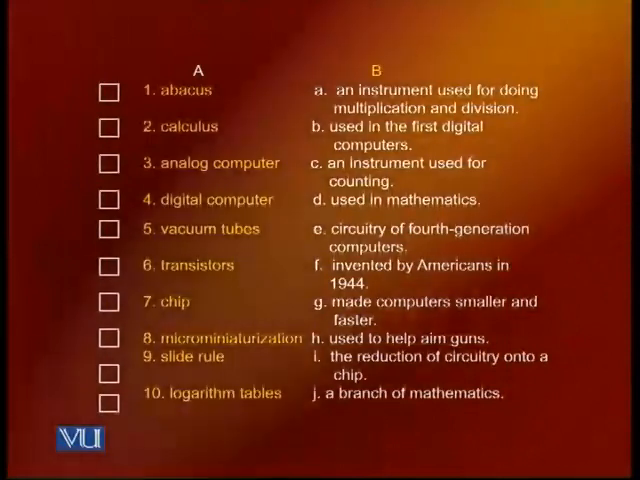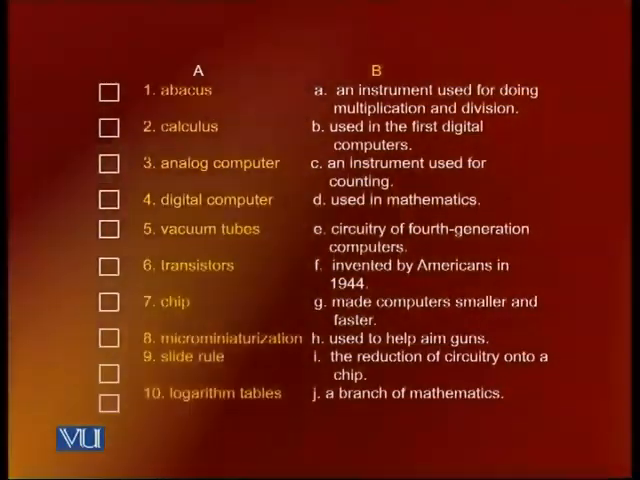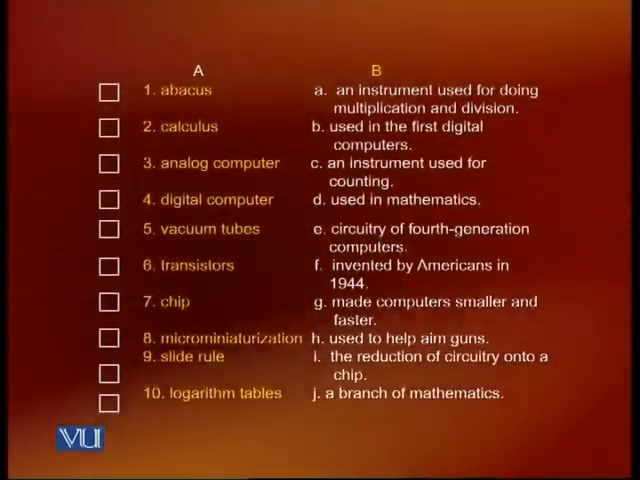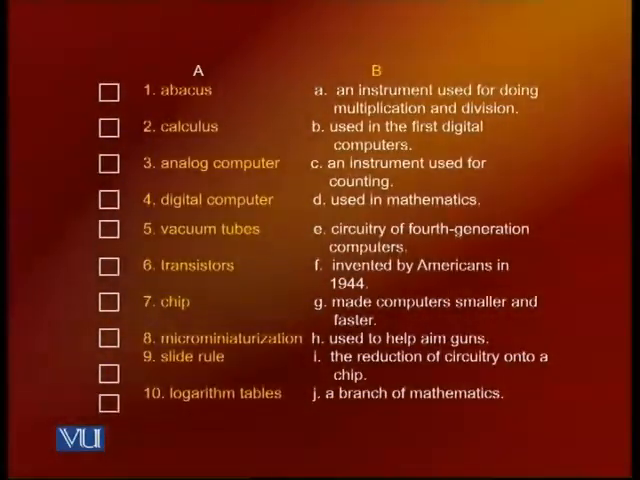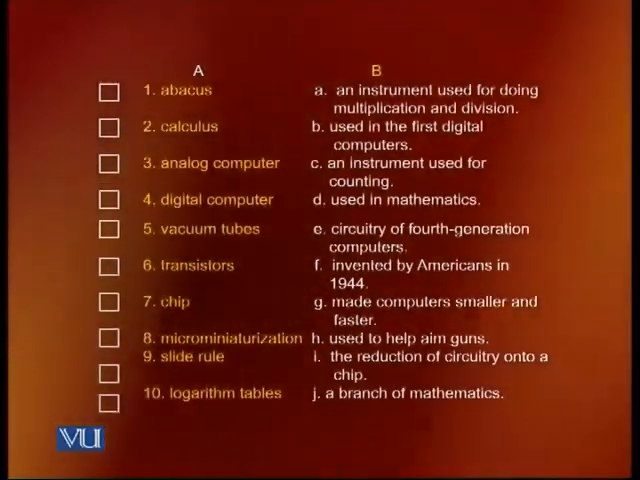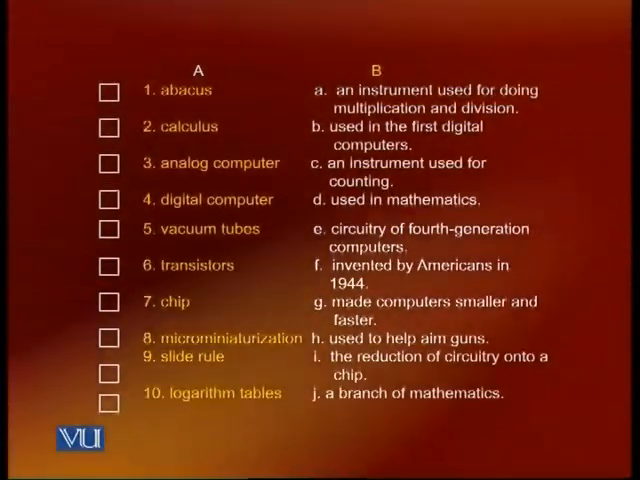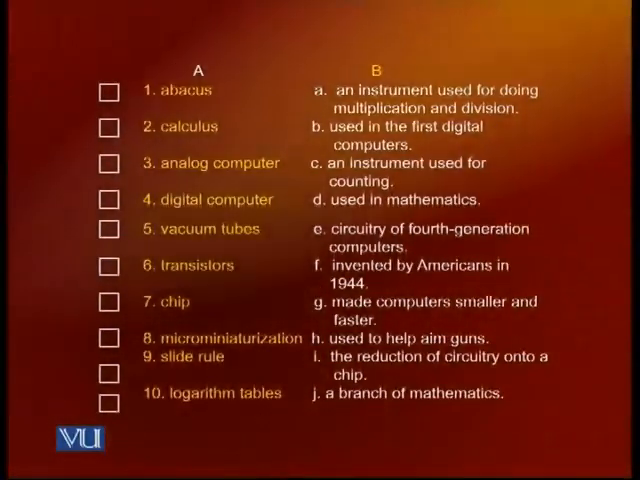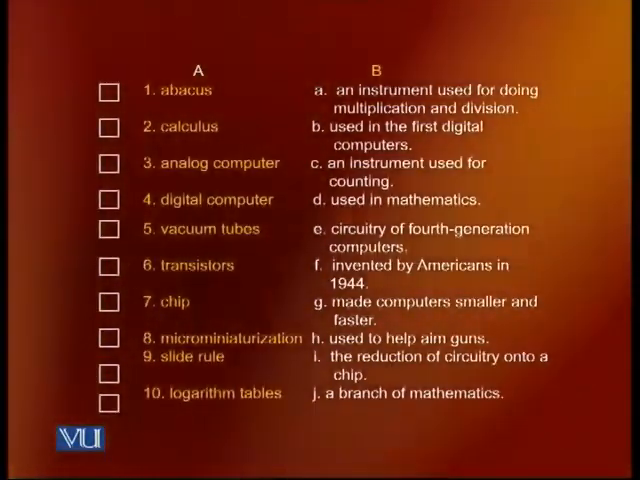And number 8, micro-miniaturization. That's a big word. This would match with which one? It would match with number I in column B. The reduction of circuitry onto a chip. Number 8 matches with number I. And number 9, slide rule. So number 9 would match, well, it's A. An instrument used for doing multiplication and division.